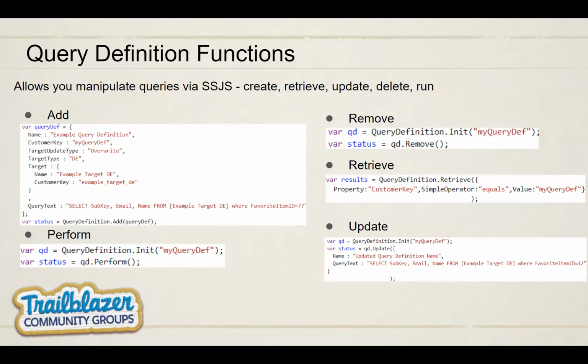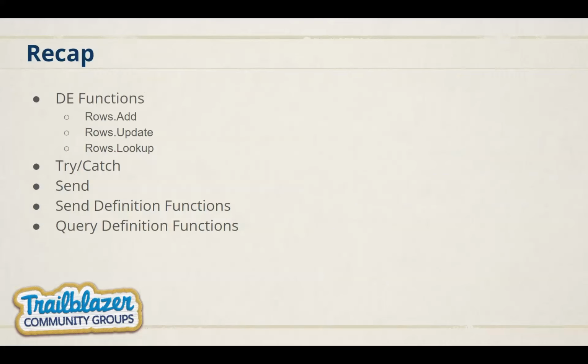On your right, the remove function removes a query definition. And, similarly, the retrieve function will retrieve an array of query definitions that's based on the specified criteria within that function. And then the update function updates a query definition and returns that status of okay, or it returns an error message.